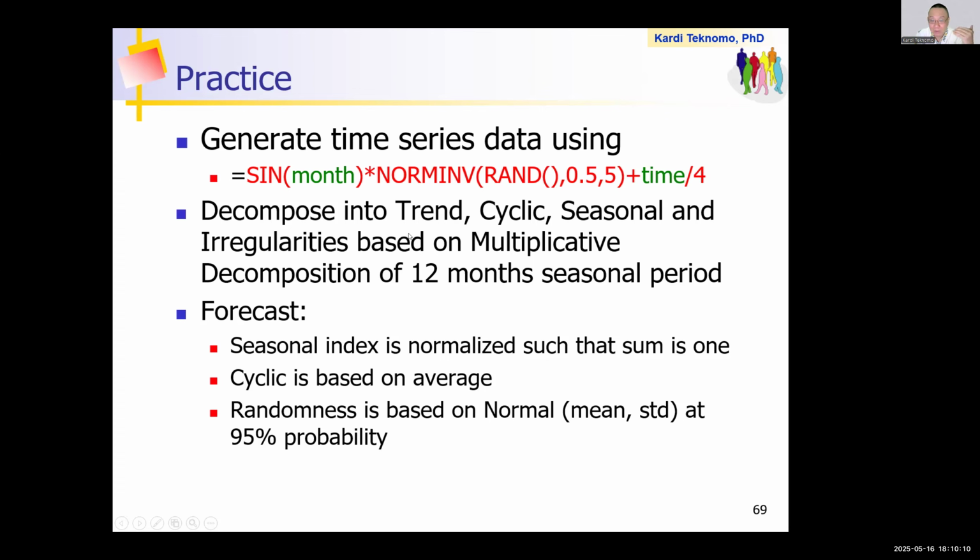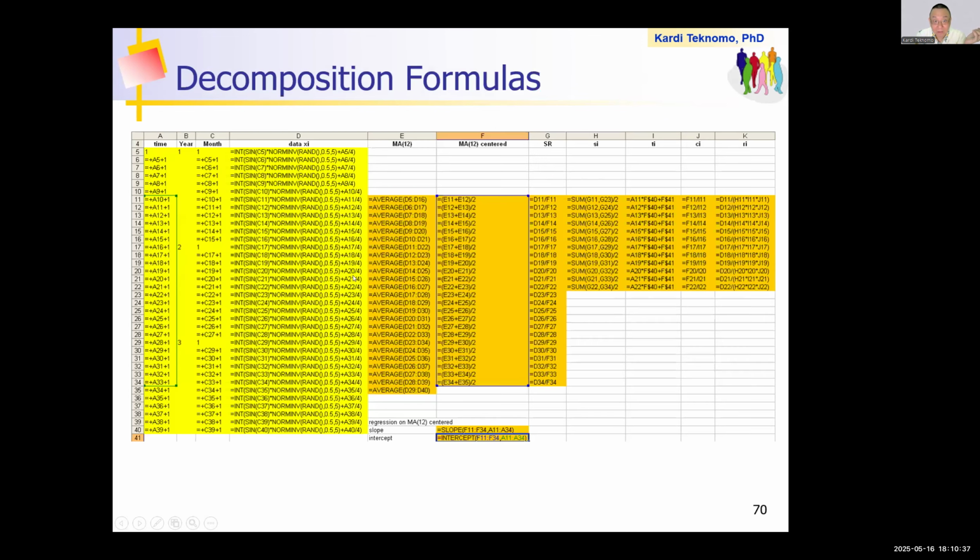And then try to decompose this: trend, cyclic, seasonal, irregularity based on multiplicative, and suppose we know the period is 12 months. And then you can forecast this. You can forecast the seasonal, the cyclic, and then randomness you can just base on normal distribution. And this is the result. This is how you will do it in the Excel spreadsheet.